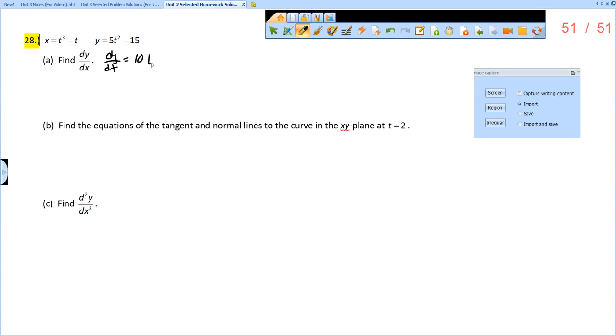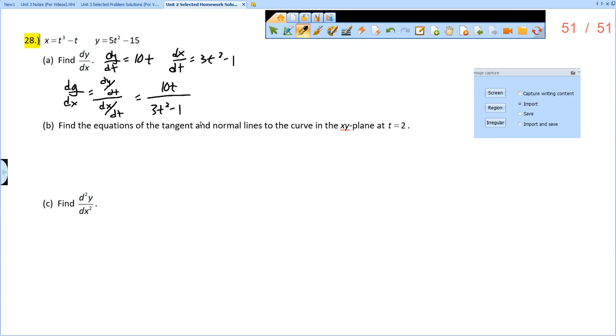So dy/dt, the derivative of 5t squared, would be 10t. Now dx/dt, the derivative of t cubed minus t, would be 3t squared minus 1. And so dy/dx, remember, is going to be dy/dt divided by dx/dt. So dy/dt is 10t divided by dx/dt, 3t squared minus 1. So that is dy/dx.